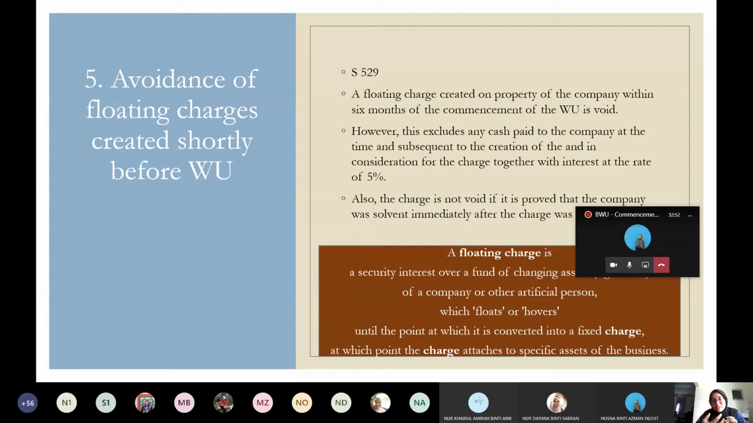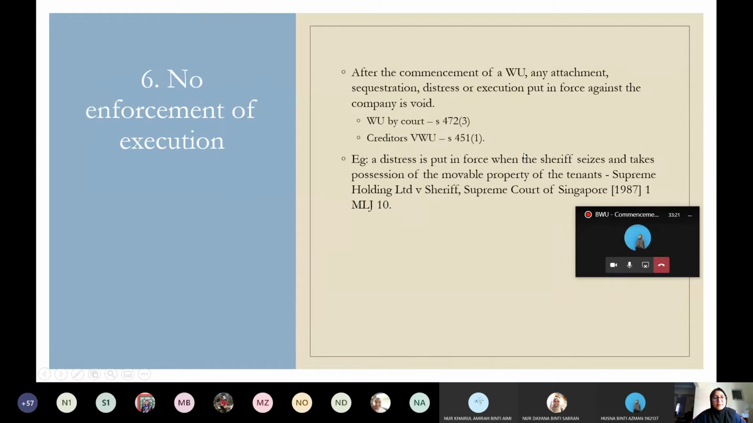Bila dia jadi macam fixed charge yang sama. So the point in which it is converted into fixed charge tu is deliberated ataupun arranged by the parties. Yeah? Okay, so general idea is that no floating charge can be created within 6 months prior to winding up, commencement of winding up. Okay, then number 6, no enforcement of execution.